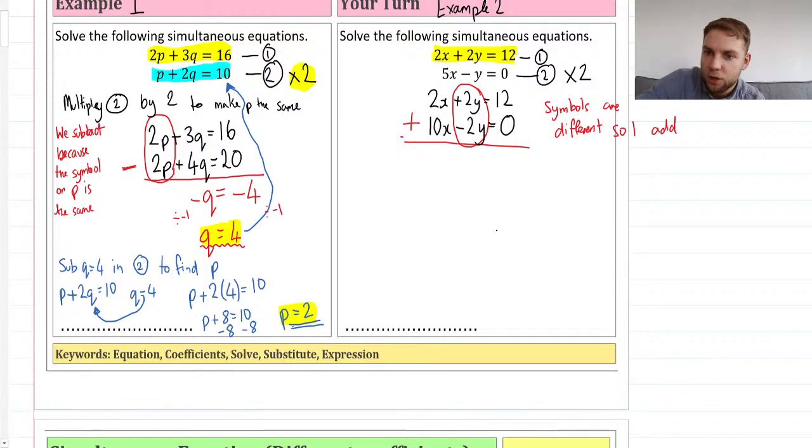So then I'm going to do 2x plus 10x, which is equal to 12x. 2y plus minus 2y is nothing, that's the point. And 12 plus 0 is just 12. Still not finished, I need to get x on its own, so I do that by dividing by 12 and dividing by 12, so I end up with x is equal to 1. So there's our first one.